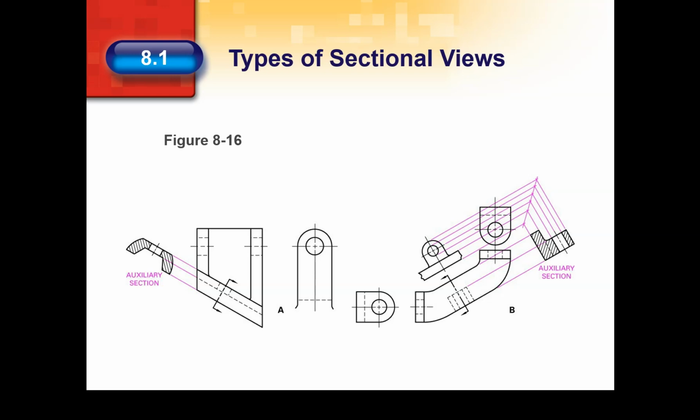When a cutting plane passes through an object at an angle, see figure 8.16a, the resulting sectional view is called an auxiliary section, and it is drawn like any other auxiliary view. Auxiliary views will be discussed later on.